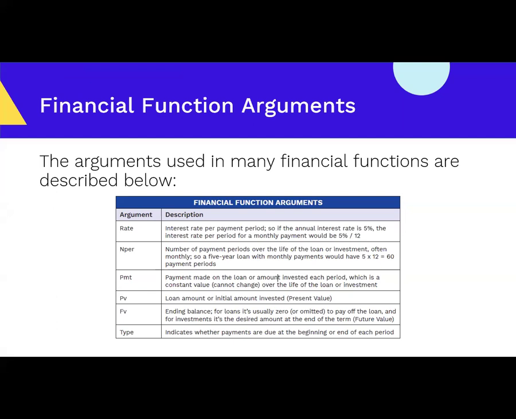PV, loan amount or initial amount invested, so present value. FV, the ending balance for the loans, usually zero, to pay off the loan, and for investments is the desired amount at the end of the term, for future value. And the type indicates whether payments are due at the beginning or end of each period.